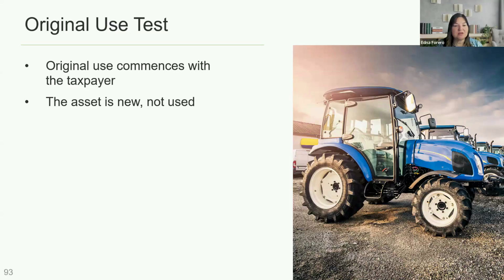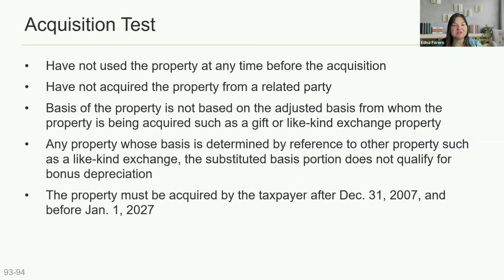There's more information in the book on clarification of converting properties from personal use to business use. That might clear up some of those things for you. So the acquisition test is the second piece that you're looking for: that you have not used the property at any time before the acquisition, and that you've not acquired the property from a related party, meaning your mom didn't give you those sewing machines like our last example.